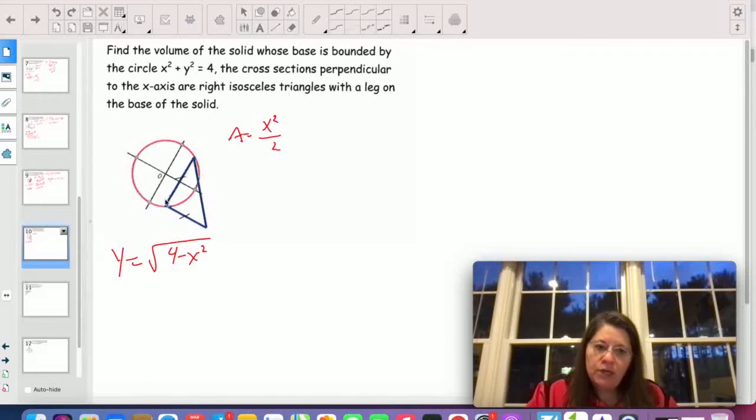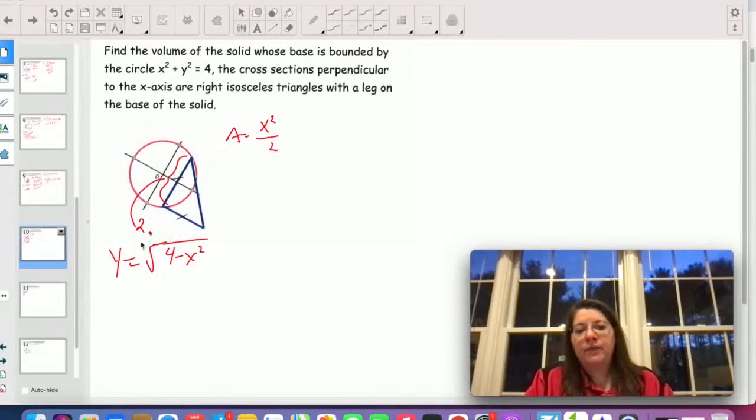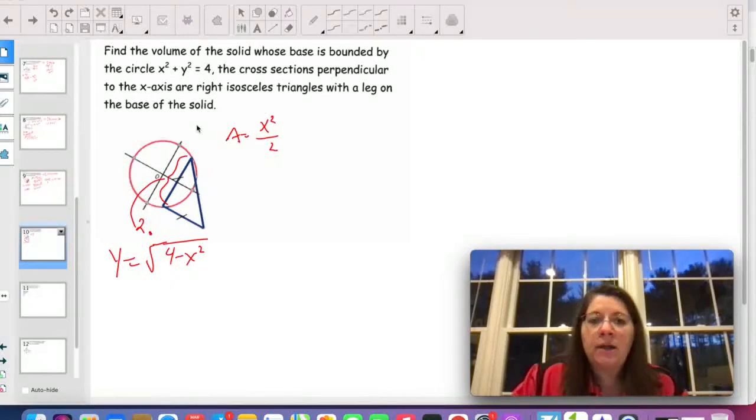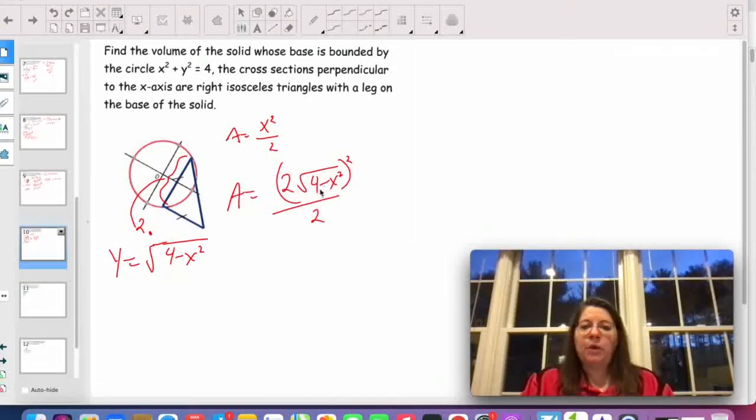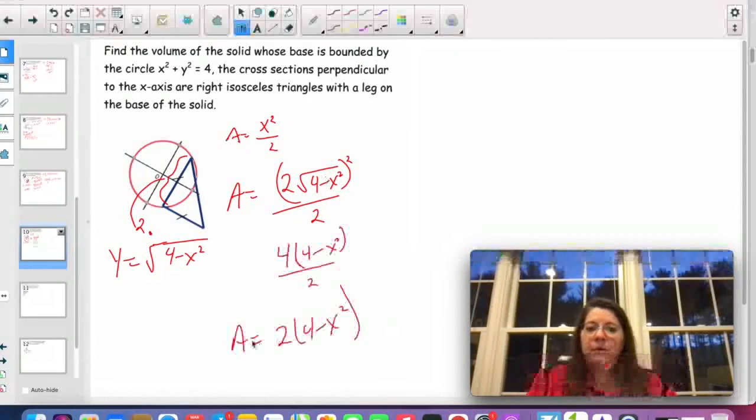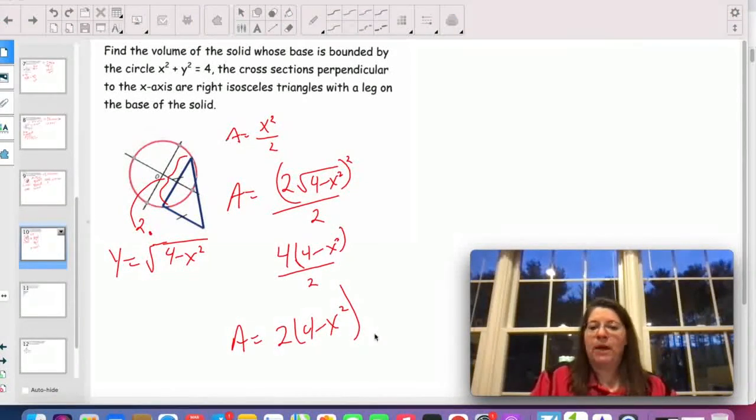So don't I need 2 of them to get the entire length? So this entire length is 2 times this, and that's what I would put in here. So this length is 2 times this length. So what I put in for x here is 2 square root of 4 minus x squared. So my area formula of the right isosceles triangle is 2 times the square root of 4 minus x squared, squared over 2. So if I square the top, the area formula is 2 times 4 minus x squared.